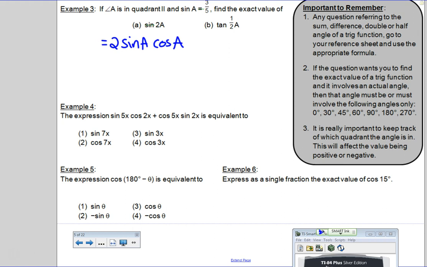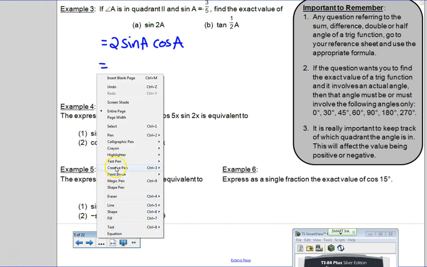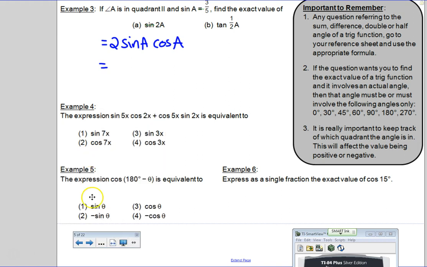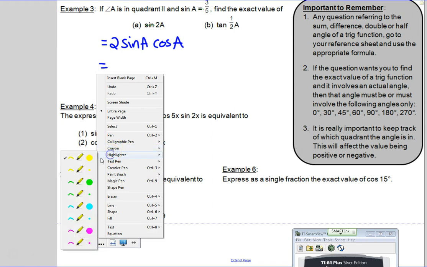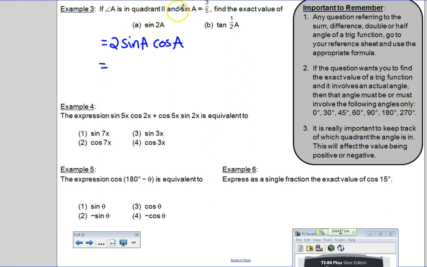So what I have to do now is find the information that I have and fill it in, and then I have to figure out what I'm missing and fill that in. So, highlighter, I know that the sine of A is 3/5. So in place of sine of A, we're going to do 3/5.